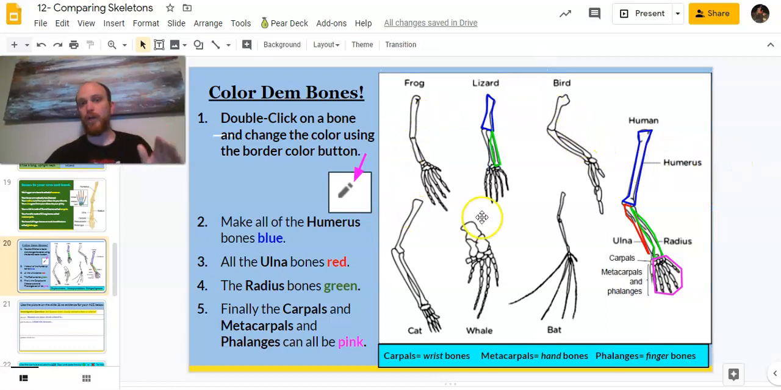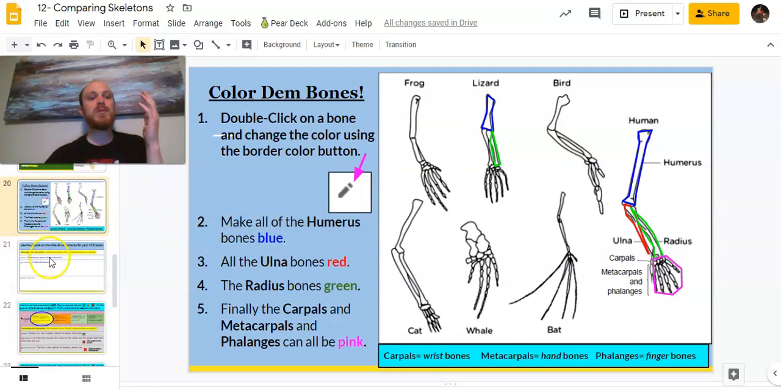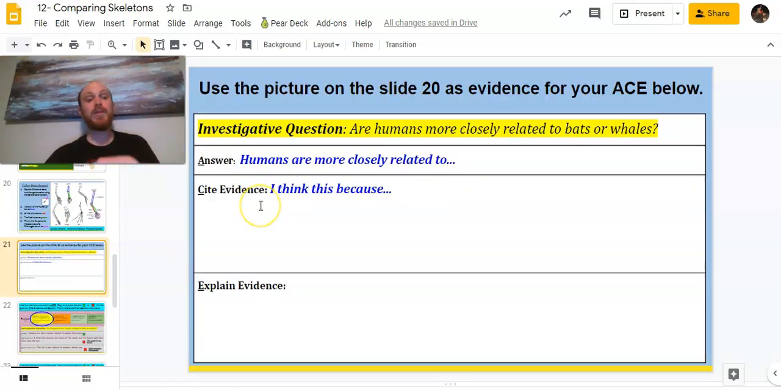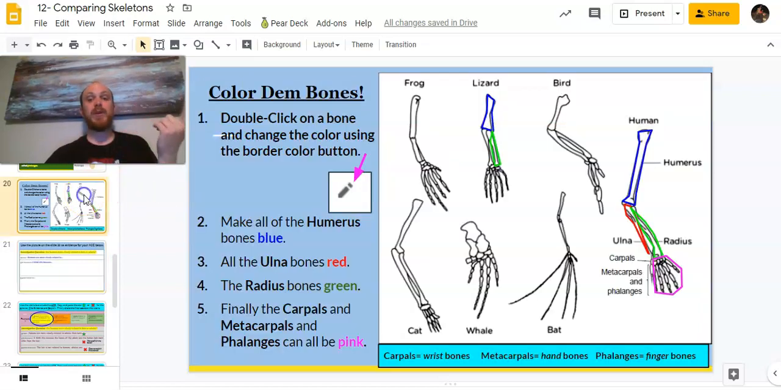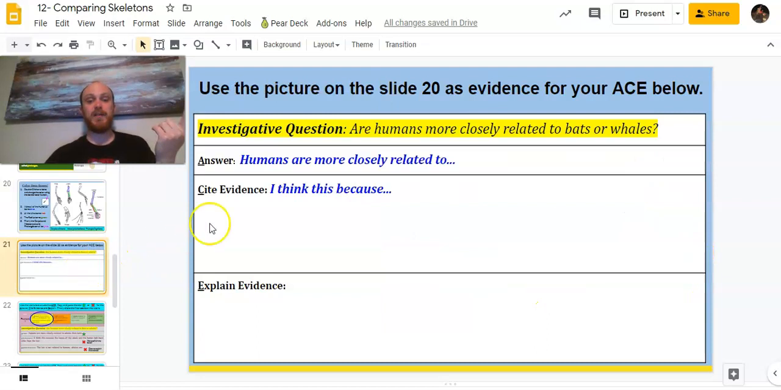Okay, and we're going to do that for all of them. We're going to color code each of these for all of them. And then we're going to go, oh, we see some similarities and some differences. That's cool. And we're going to go on the next slide. You can always click back here to use this after you finish coloring them. We use that for evidence.